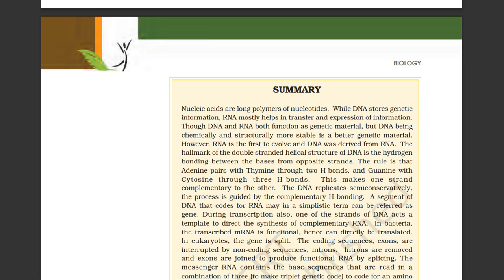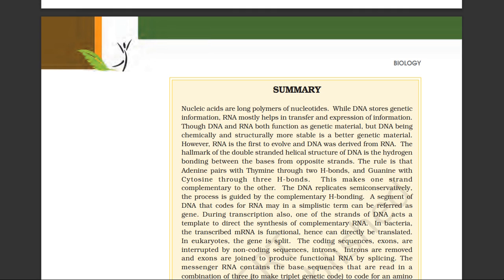Summary: nucleic acids are long polymers of nucleotides. While DNA stores genetic information, RNA mostly helps in transfer and expression of information. Though DNA and RNA both function as genetic material, DNA being chemically and structurally more stable is a better genetic material. However, RNA is the first to evolve and DNA was derived from RNA.